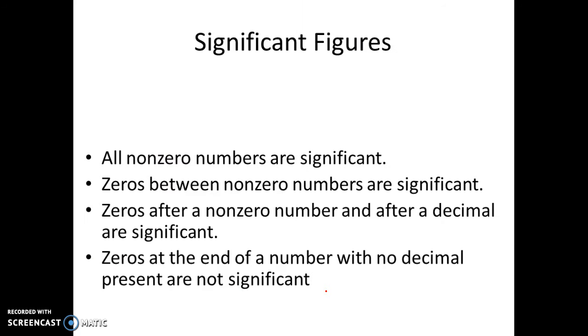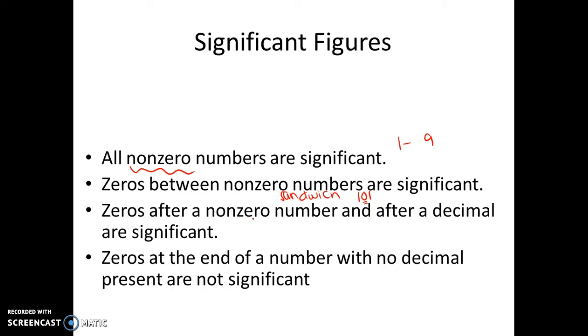So just some sidebar rules for sig figs. All non-zero numbers are significant. So that's any number 1 through 9. Zeros that are between, I call these sandwich zeros, those are going to be significant as well. So if you have the number 101, the 1s are significant because they're non-zero, and this 0 is sandwiched between the 2 1s. So that 0 is also significant.